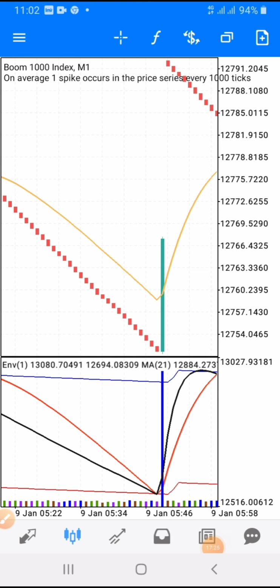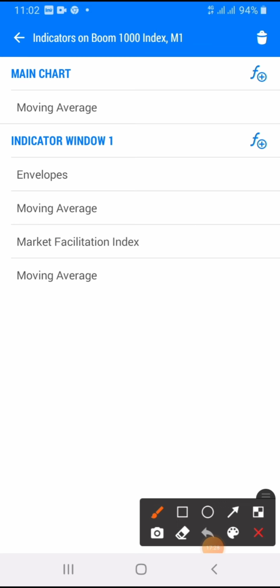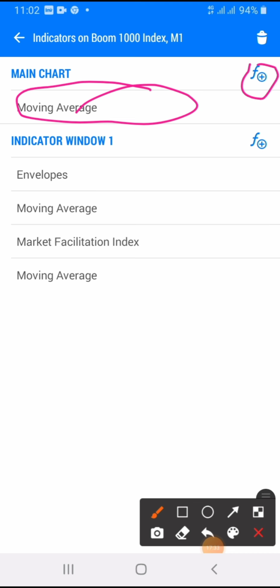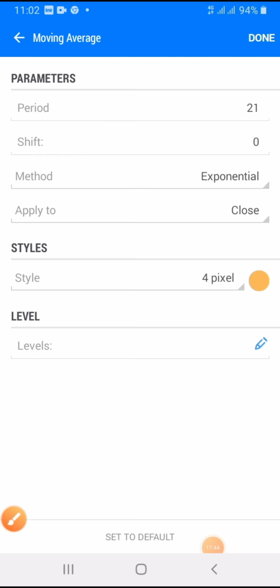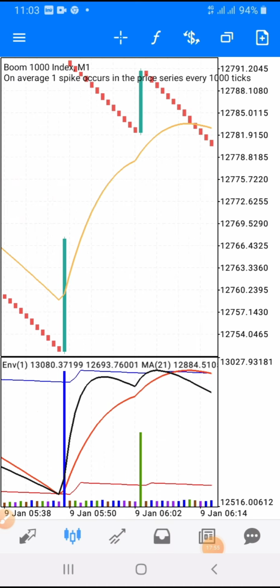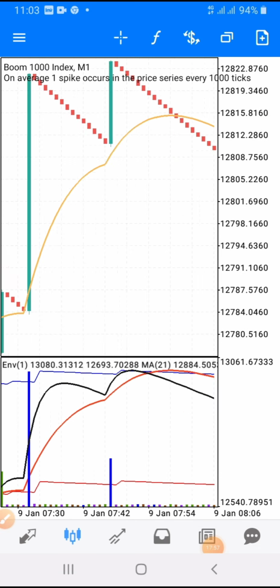You click on the F icon again, you add the last moving average on our main chart. This time around, you are not adding it to the indicator window 1, but you are adding it to our main chart. You click on this button here, so you add a moving average to the main chart. The period is 21, shift is 0, method exponential, apply to close, star is 4 pixel. I used orange color. You can use color of your choice and click done. So that is what you are seeing here, guys.